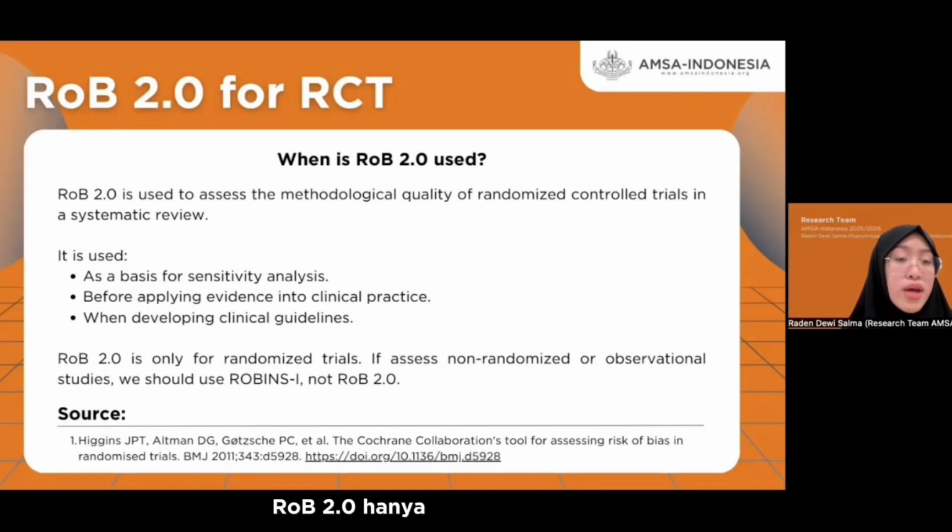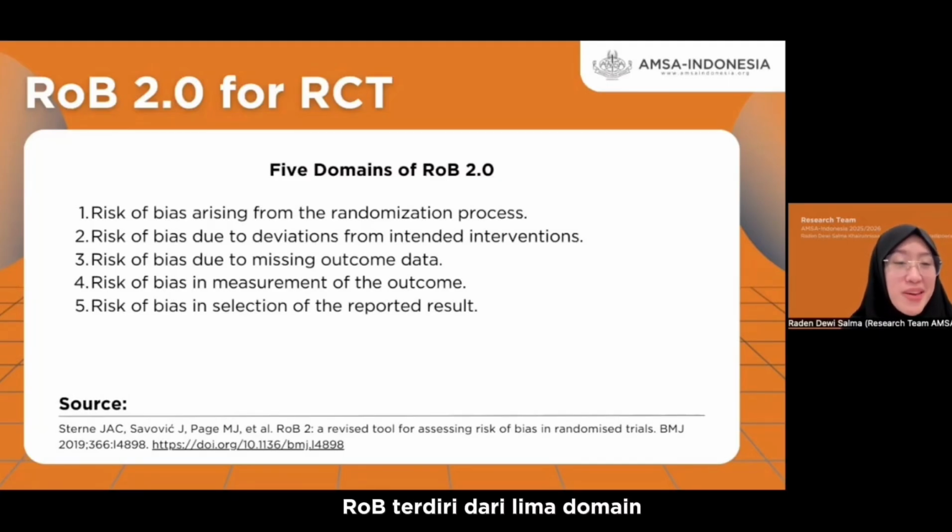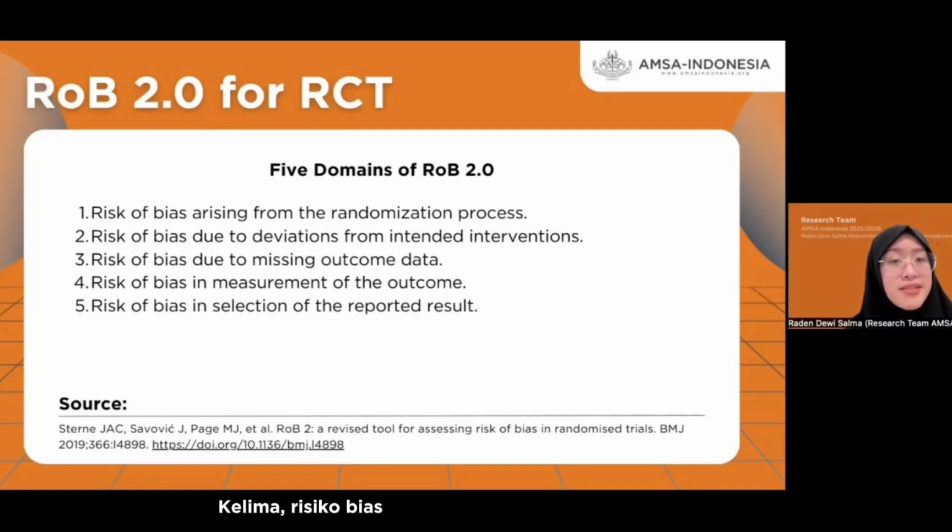ROB 2.0 is only for randomized trials. If assessing non-randomized or observational studies, we should use ROBINS-I, not ROB 2.0. ROB 2.0 consists of 5 domains. First, risk of bias arising from the randomization process. Second, risk of bias due to deviations from intended interventions. Third, risk of bias due to missing outcome data. Fourth, risk of bias in measurement of the outcome. Fifth, risk of bias in selection of the reported result.